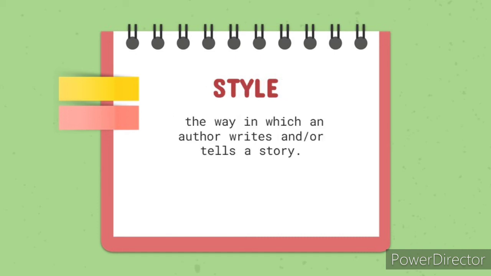Style is the way in which an author writes and tells a story. It's what sets one author apart from another and creates the voice that the audience hears when they read. Style is also what determines the mood of a piece of literature, so its importance is huge across all genres.